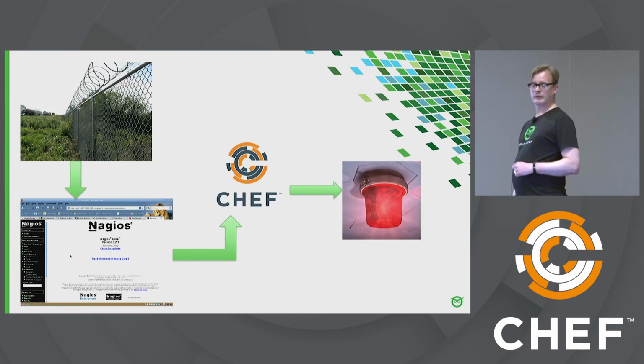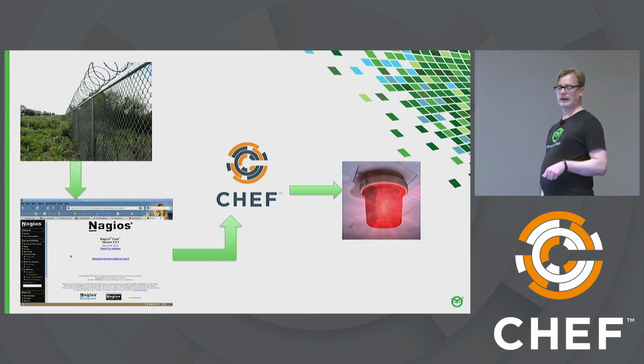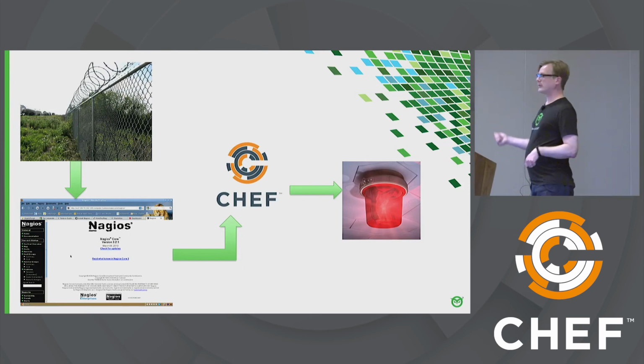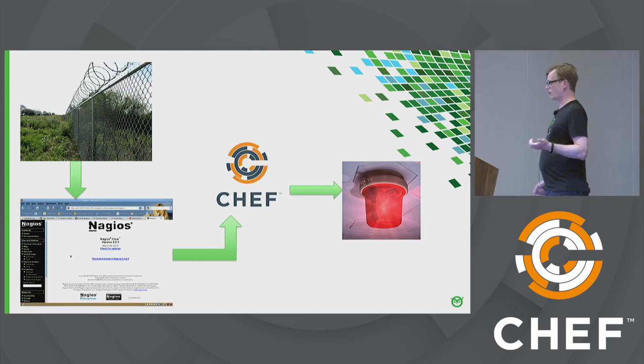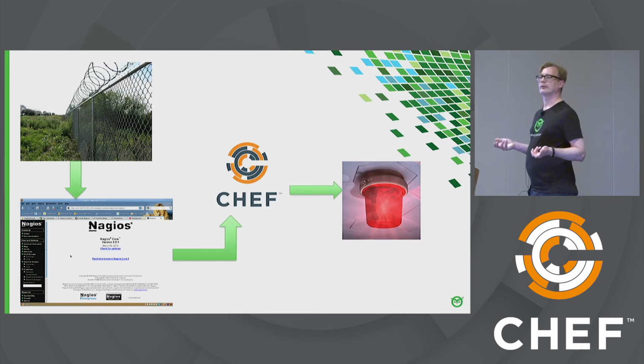And then we have Chef. Now, Chef is retrieving data from this Nagios, and when it runs, it's going to set off an alarm if the fence breach service has gone critical. So far, so good?